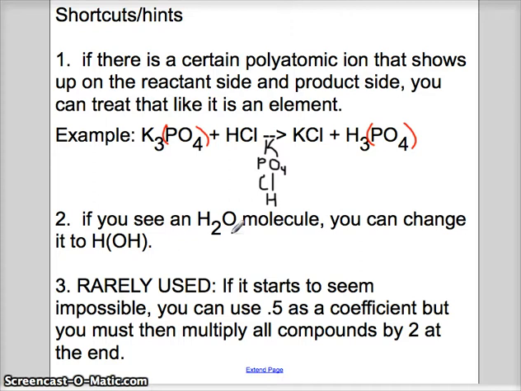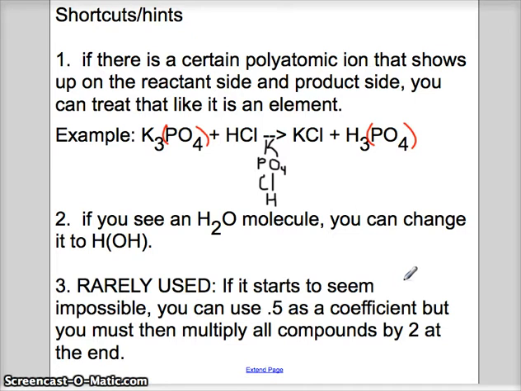If you see water, you can change that to H and OH. OH is a polyatomic ion, hydroxide. Or you could just make it H's and O's. That might be easier for some people. This is rarely used, okay? This is for tough problems that I'll give.